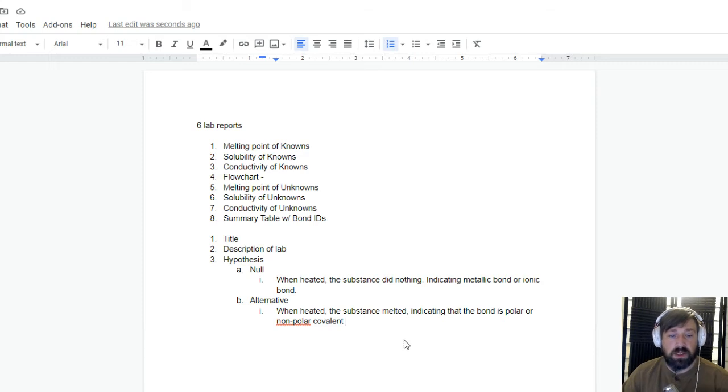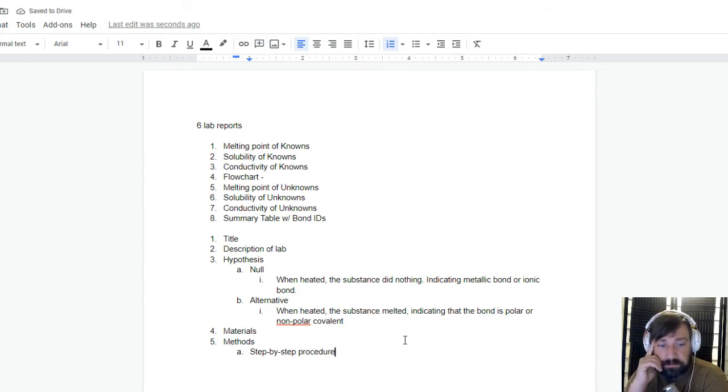Okay, so there's that. After that, you need your materials. Materials is pretty straightforward. List the things that you used. And methods. Remember, the big thing here is step by step procedure. So this is a step-by-step procedure.